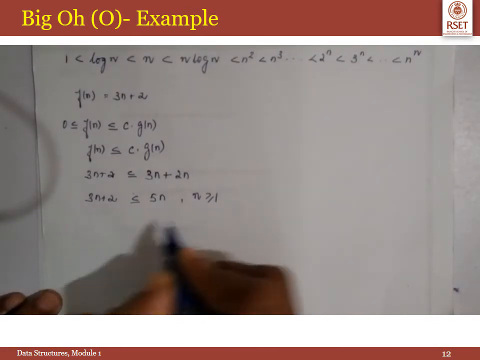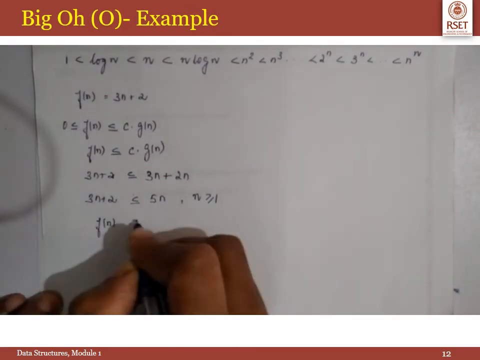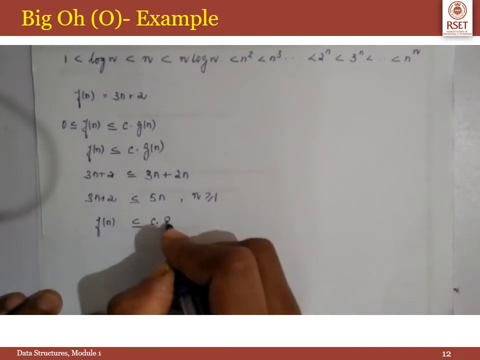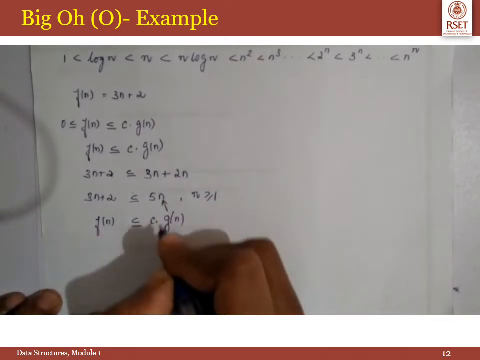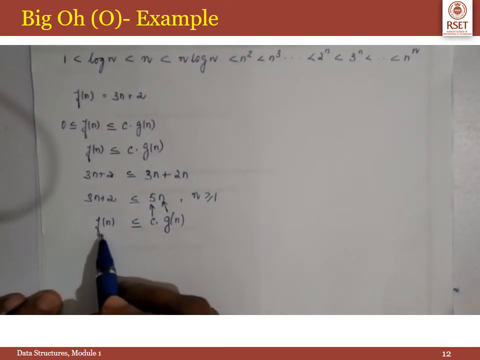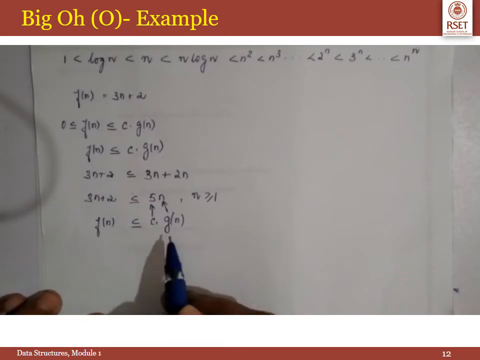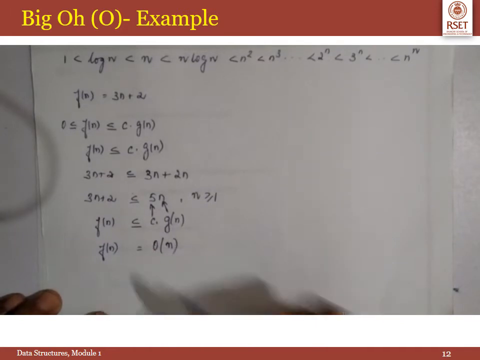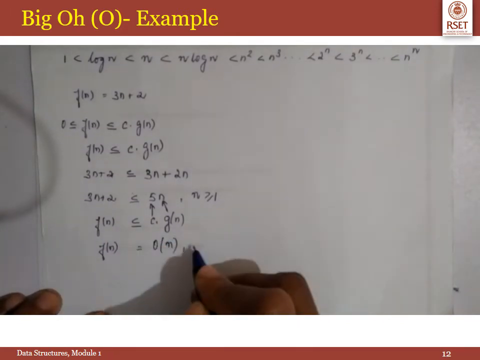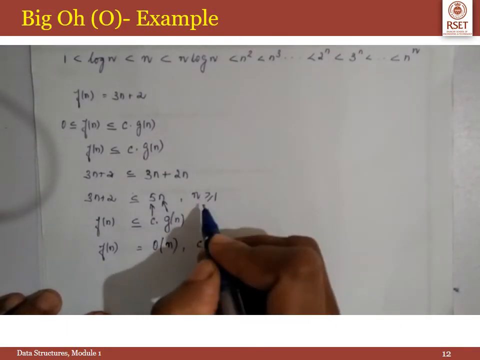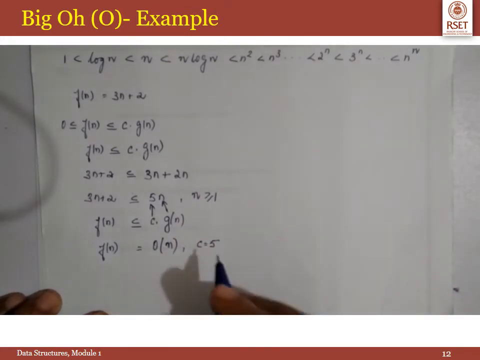Right? Now if I can do that, then what is the advantage? This is my f of n. I can take this as my c and I can assume this one as my g of n. This is my g of n and this is my c. So which means what? F of n can be written as O of n, provided there exists a positive constant c whose value is 5 and it is true for all values of n greater than or equal to 1, or a break-even point n0 is 1.